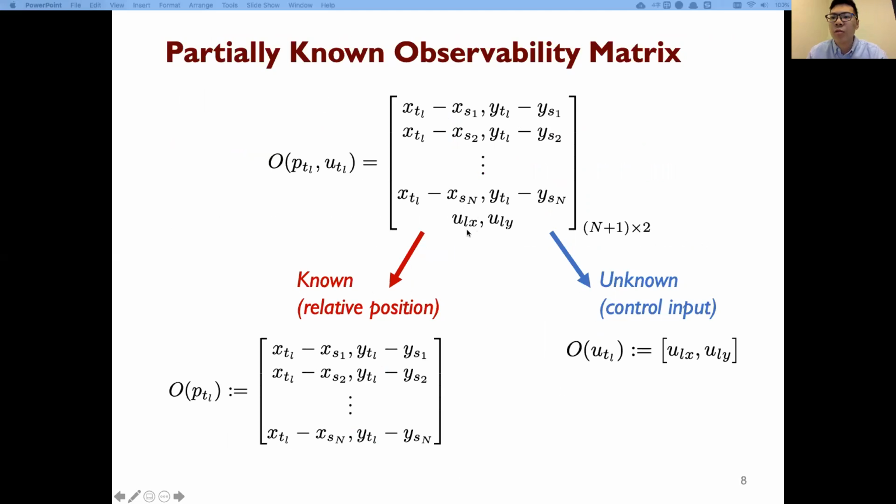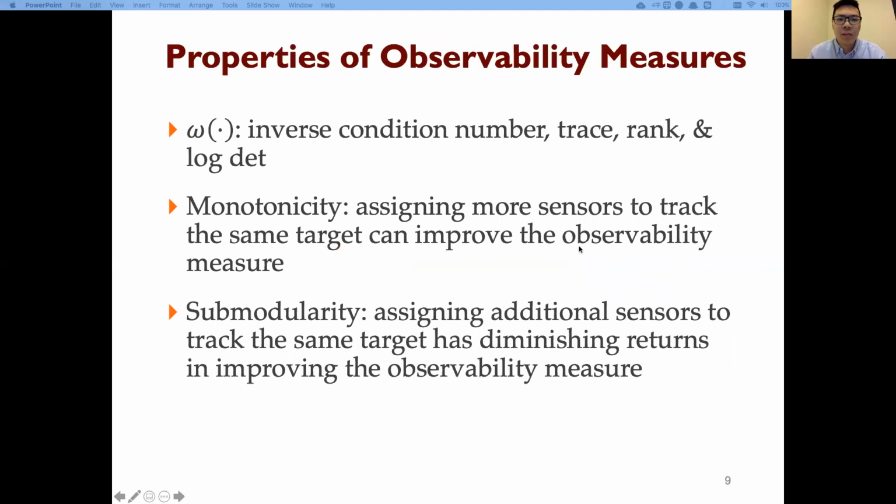and the target control input. The relative position is known to the sensors, since each sensor can estimate the target position by EKF. So another part is the control input of the target, which is unknown to sensors. For this observability matrix, there are some measures on it, such as inverse condition number, the trace, rank, and log determinants. So for these observability measures, we care about two major properties.